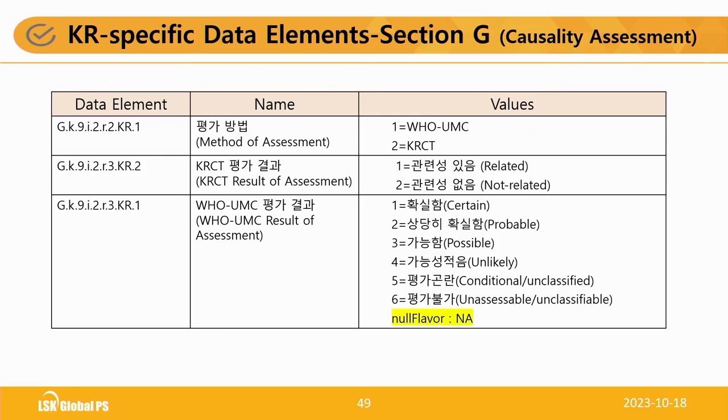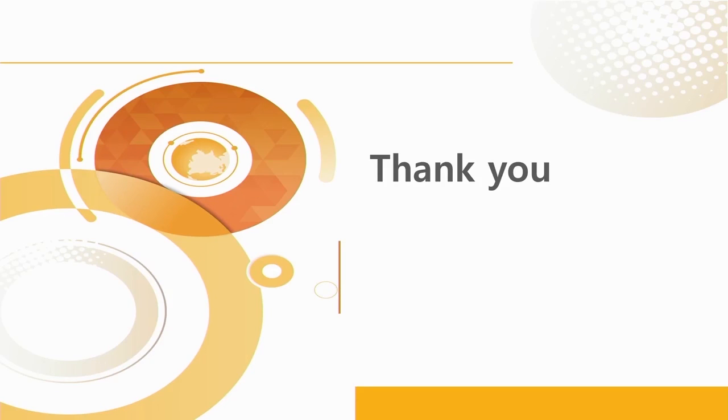And in terms of G, causality assessment, the method of assessment would be either WHO UMC or KRCT. This isn't an essential element. The result of assessment for KRCT, relevant or not relevant, would be stated. And then conditionally essential. And for WHO UMC, the result of assessment can be certain, probable, possible, unlikely, conditional, unassessable, unclassifiable, and so on.